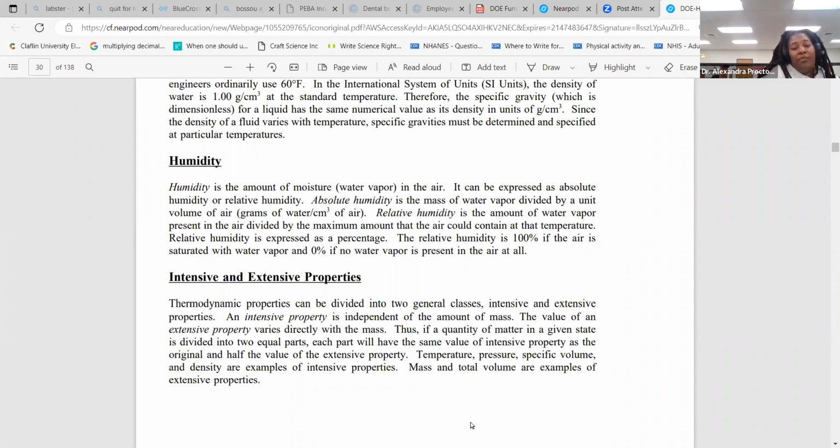But what's really important when you talk about intensive properties is to understand that temperature, pressure, specific volume, and density are intensive properties. And mass and total volume are extensive properties. So the first part, intensive property, is independent of mass. Extensive property varies directly with mass. And then you will write temperature, pressure, specific volume, and density. Those are intensive properties. Mass and total volume, those are extensive.